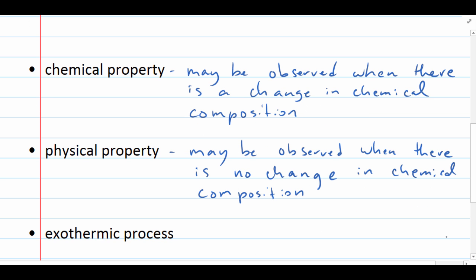So if we were to look at a couple of examples of this, here's an example. We can say that the boiling point of water is 100 degrees Celsius. Is that a chemical property or a physical property? Physical. Because we're starting with water, we're ending with water. So we don't have to change its composition to observe that.